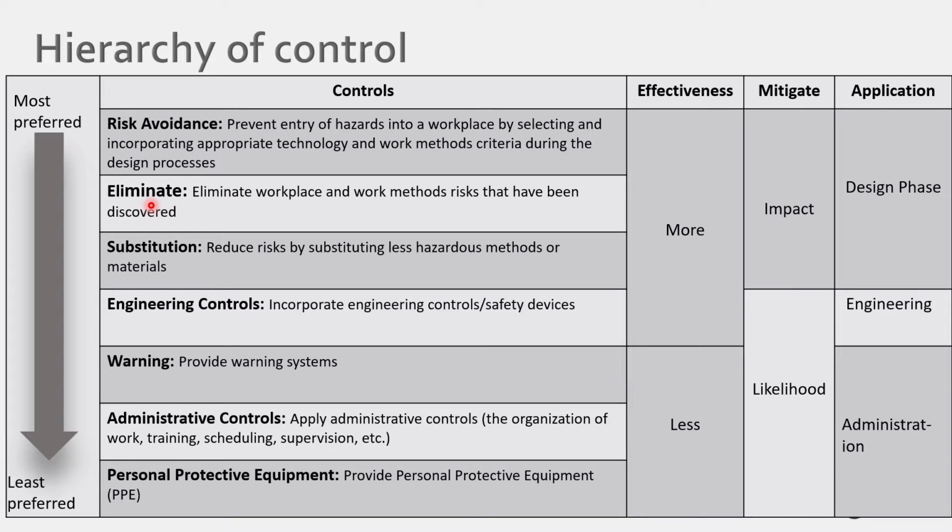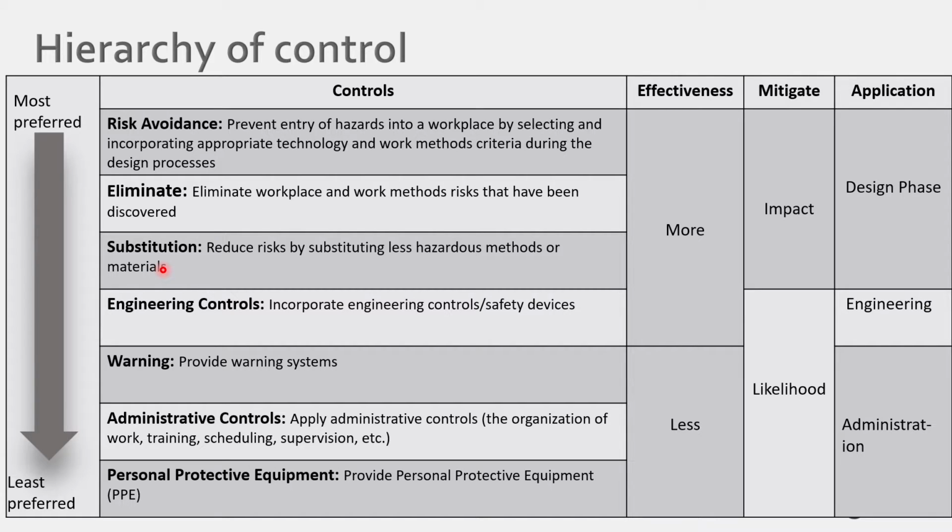The third one is substitution. For example, if the risk is due to some machinery, we can replace that machinery with another machine that does not have inbuilt risk. If the risk is due to the chemical, we can substitute that chemical with another chemical with lower risk. So by substituting, we can also control the risk. So these three are the most effective control measures in our hierarchy of control.